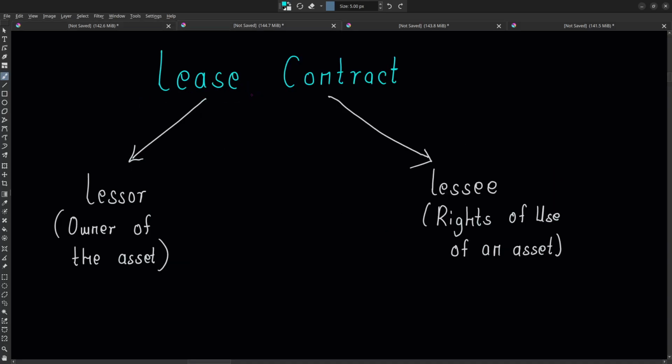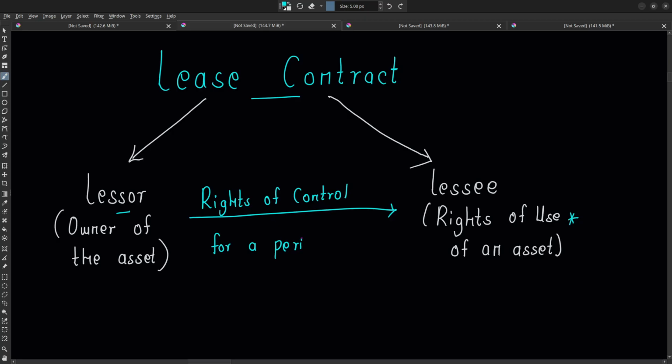When we have a lease contract, there is usually a lessor who is the owner of that asset, let's say, for example, a building. What they do when we have a lease agreement is they transfer the rights of control of that asset to the lessee. So the lessee gets the right of use of that asset, but the lessor remains the owner of that asset. They transfer the rights of control for a certain period of time.